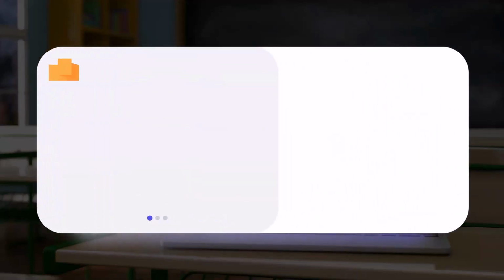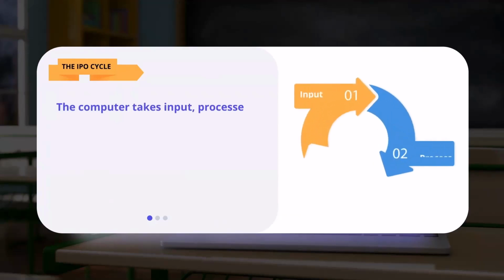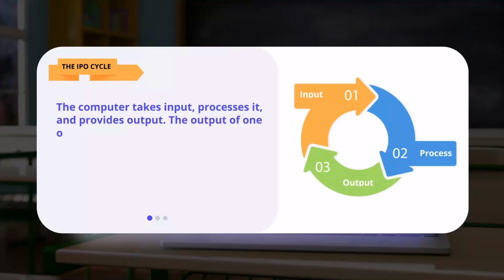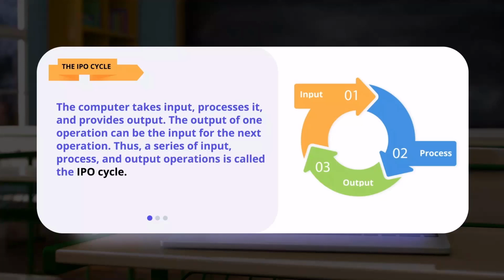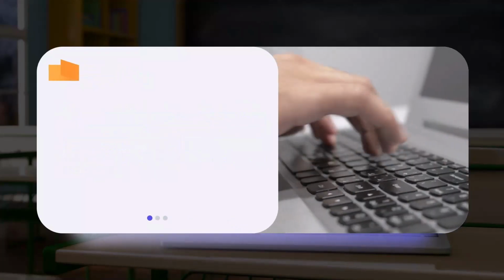The IPO cycle. The computer takes input, processes it, and provides output. The output of one operation can be the input for the next operation. Thus, a series of input, process, and output operations is called the IPO cycle. Let us understand the concept of input, process, and output in detail.